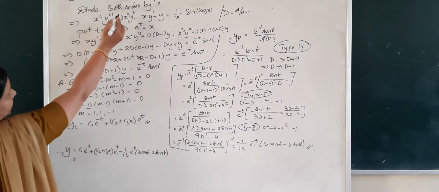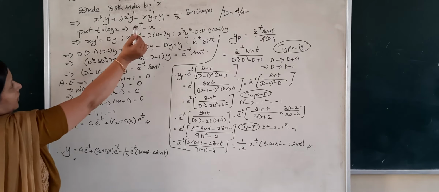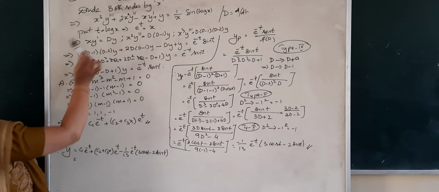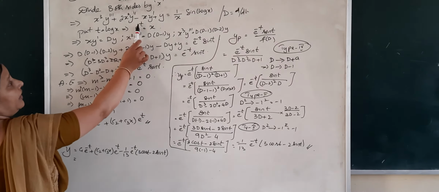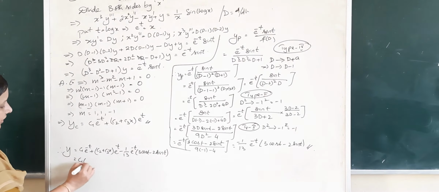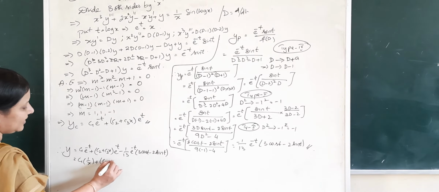Now revert back the substitution. Wherever e power t is there, it will be x, and wherever t is there, it will be log x. But e power negative t will be 1 by x. Remember that. So this will become c1 into 1 by x plus c2 plus c3.